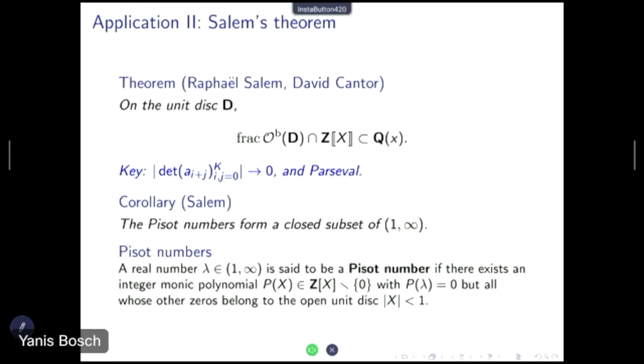And as a corollary, the reason that Salem devised such a criterion was to show that the Pisot numbers are a closed subset of the interval 1 to infinity, in particular, disproving, so actually proving a conjecture of Vijayaraghavan, who perhaps was pretty much alone in this belief, that at the time the Pisot numbers are not very far from dense in the real line. So a Pisot number is an algebraic integer that has exactly one conjugate outside of the open unit disk. So all the other conjugates are in the open disk.